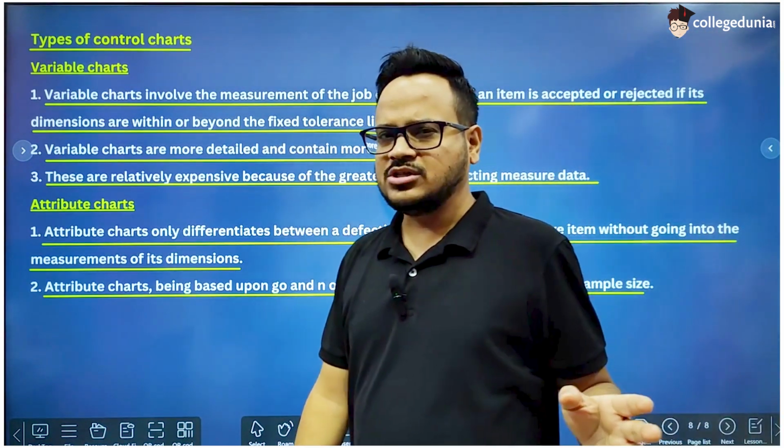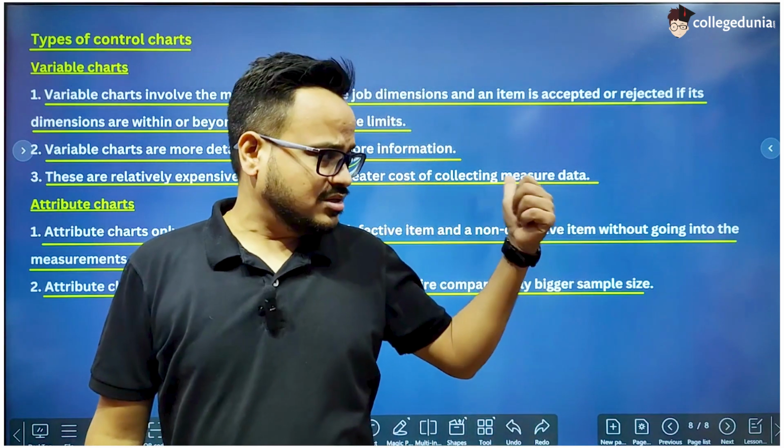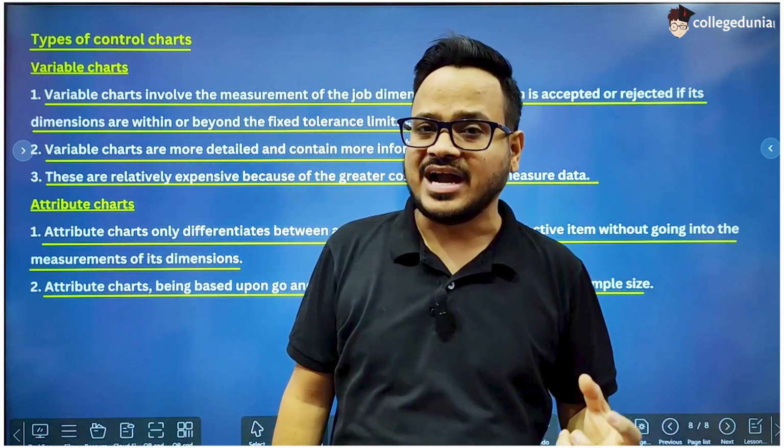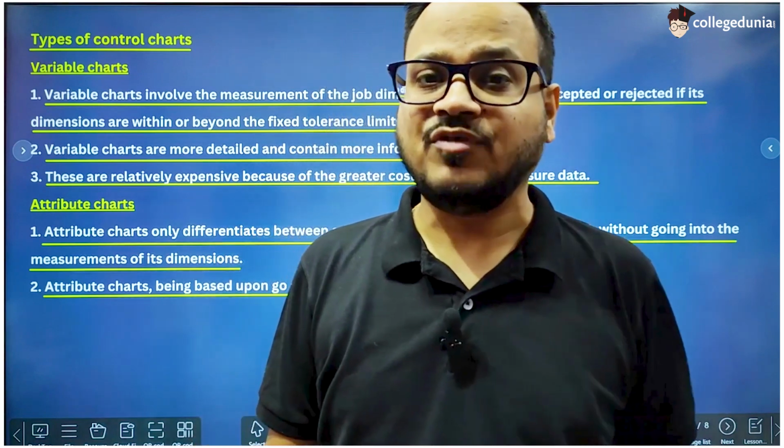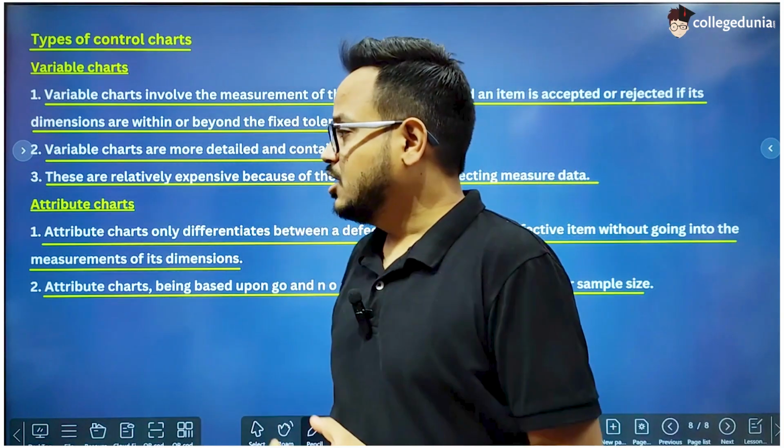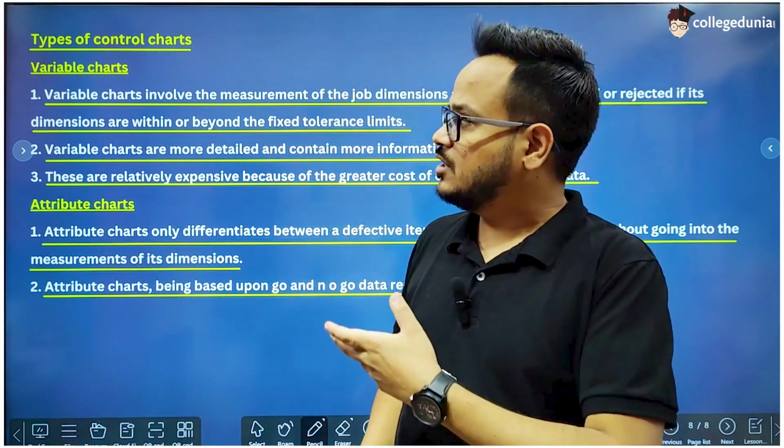So these are the control charts. This topic is a part of statistics, but these are used in manufacturing industries, right? So you can prepare everything using these slides.